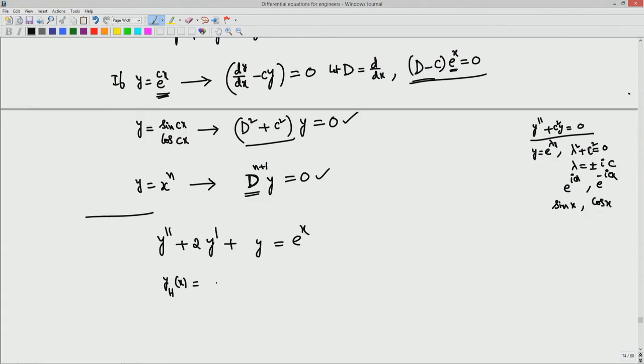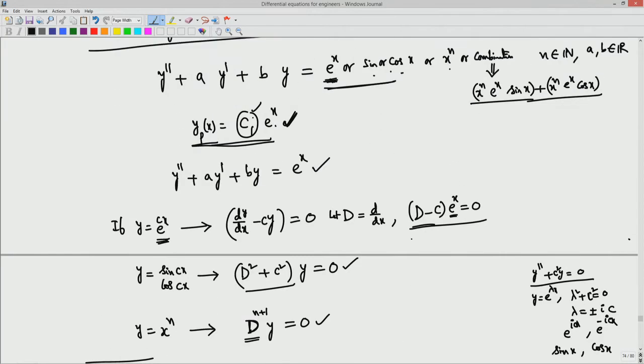This is simply c1 e power minus x plus c2 x into e power minus x. Because if you substitute e power lambda x into the equation, you will get lambda square plus 2 lambda plus 1 equal to 0, that is lambda plus 1 whole square equal to 0. So lambda is minus 1 and minus 1. One solution is this, and because it's a repeated root, you have x into e power minus x. So you keep this homogeneous solution. Now you operate on the given equation on both sides, because e power x is satisfying D minus 1, right?